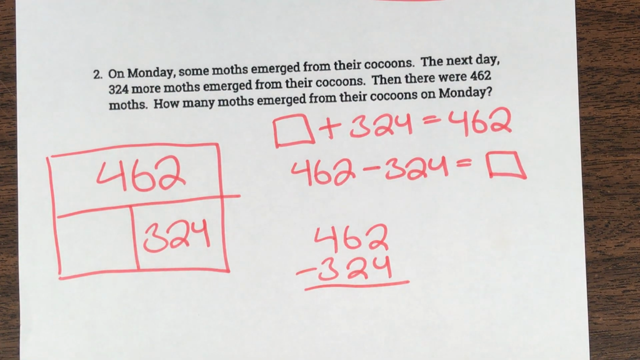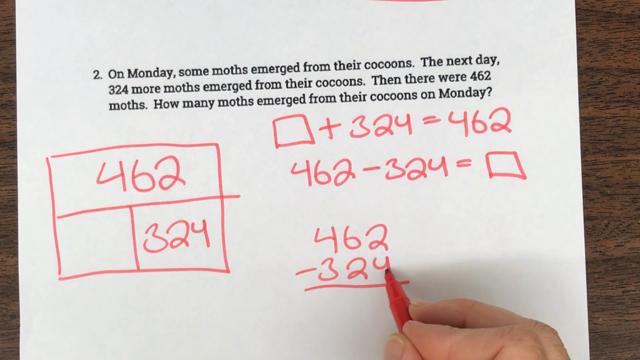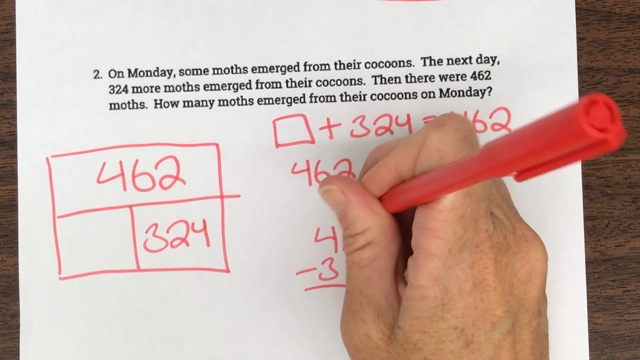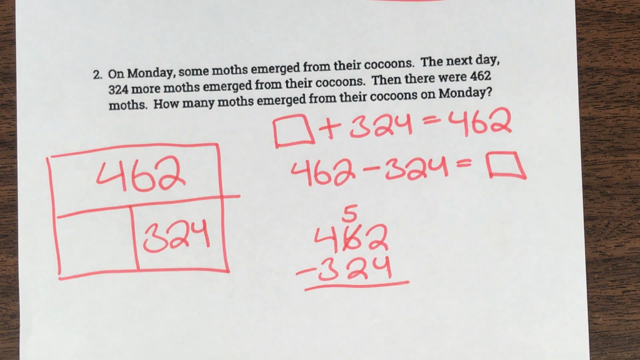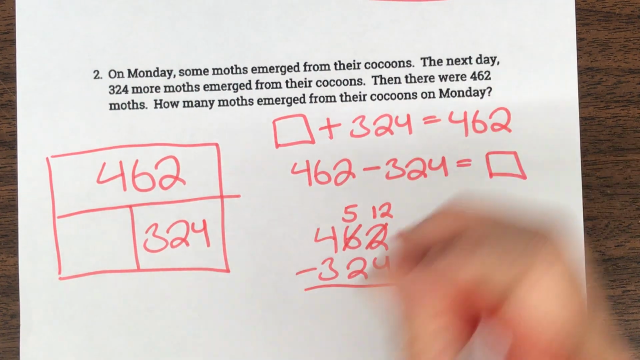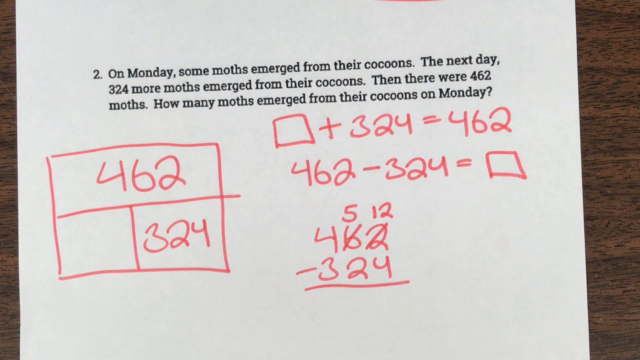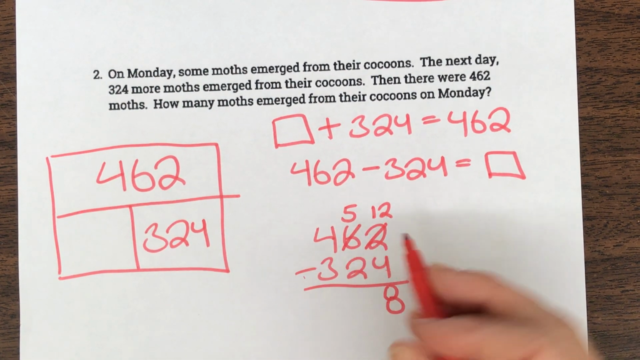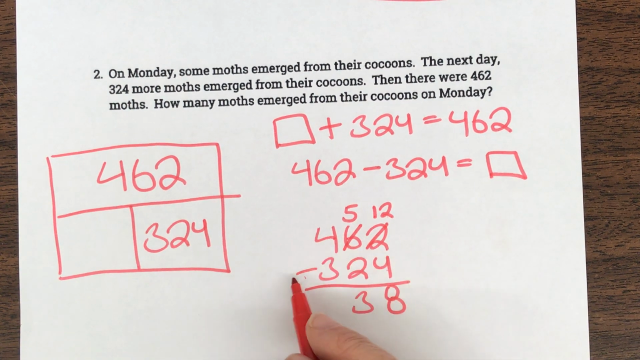Okay, so let's set this up and solve it. So I have 2 take away 4, I can't do. I'm going to regroup. The 6 tens is going to become 5 tens, and the 2 ones is going to become 12 ones. I added 10 ones. So now I have 12 take away 4 is 8, 5 take away 2 is 3, and 4 take away 3 is 1.